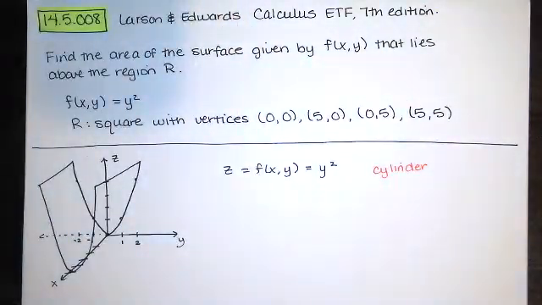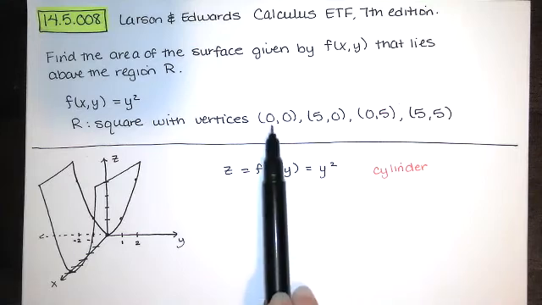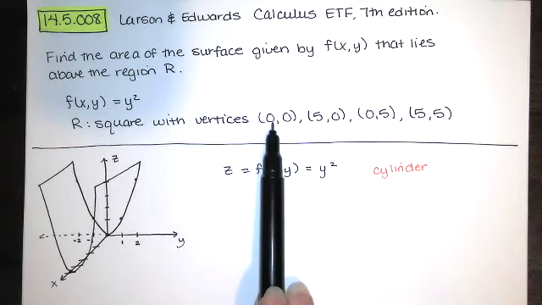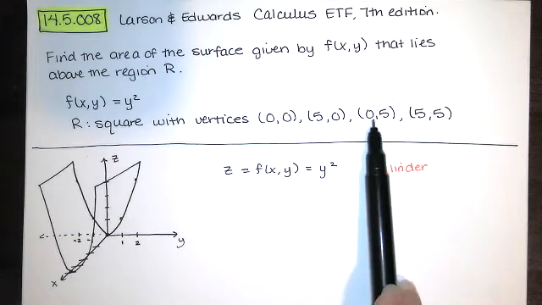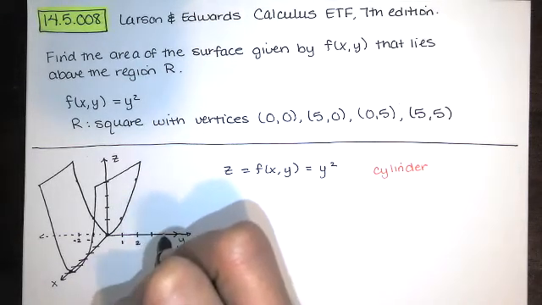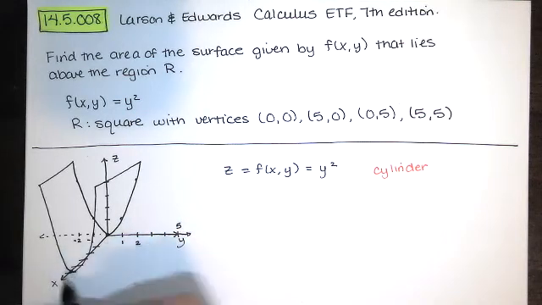Now we're not actually interested in the surface area of the whole thing, because that would be infinite, of course. We're just interested in the surface area above this rectangle. So we want a square, excuse me, with a vertex at x equals 0, y equals 0, at x equals 5, y equals 0, at x equals 0, y equals 5, so that's that right there.